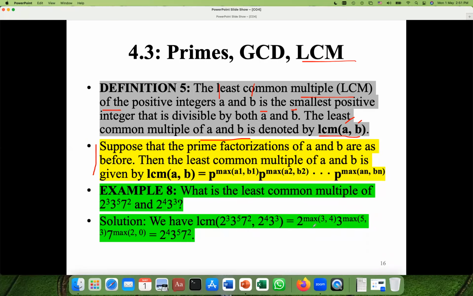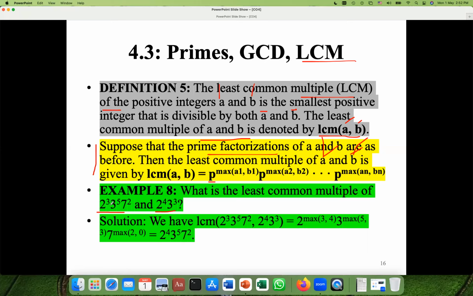So if you are given two numbers and you have to find the least common multiple, the LCM, of those two numbers, then you have to find their prime factorization. If you have the prime factorization of A and also the prime factorization of B, for example, this is the prime factorization of A and this is the prime factorization of B. It means 2 is coming 3 times, 3 is coming 5 times, multiplied with 7 is coming 2 times.